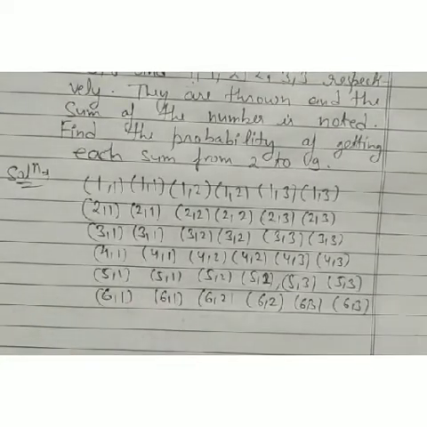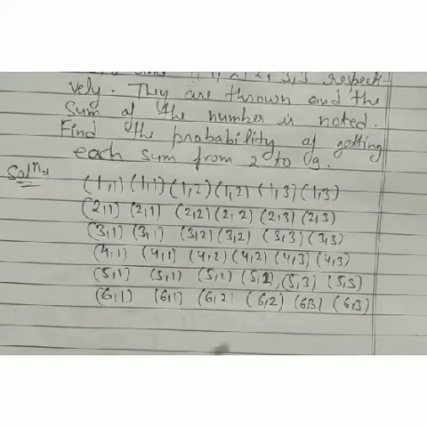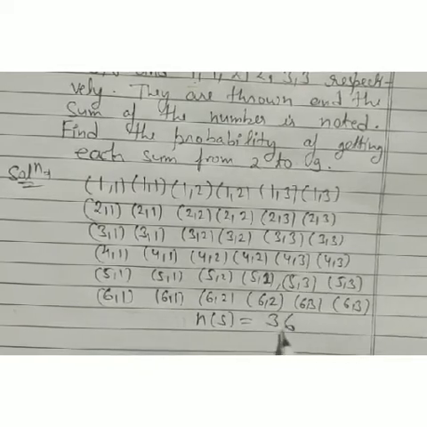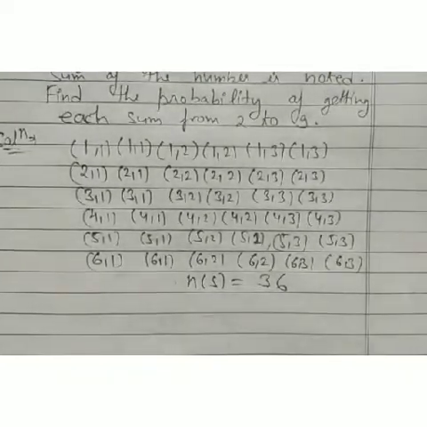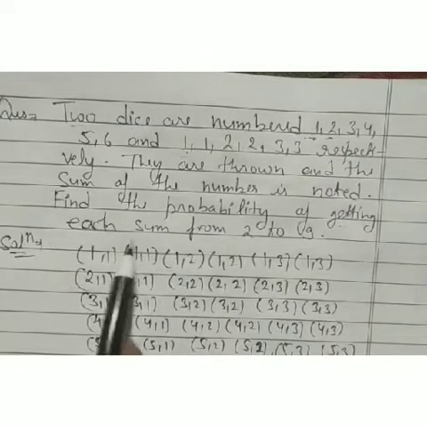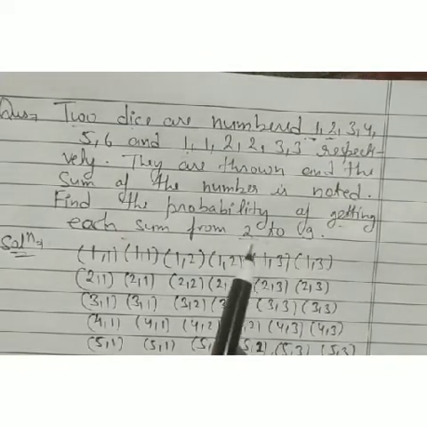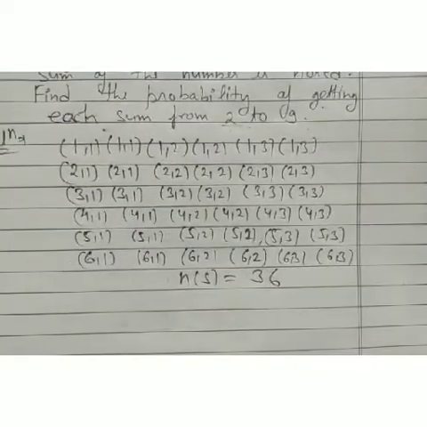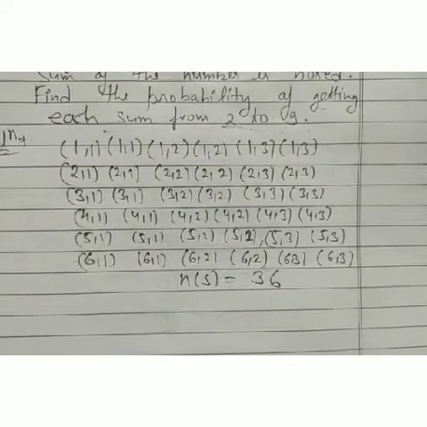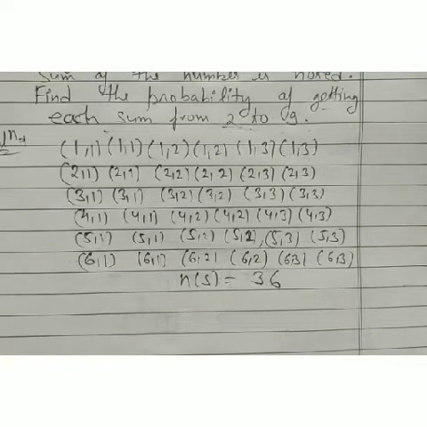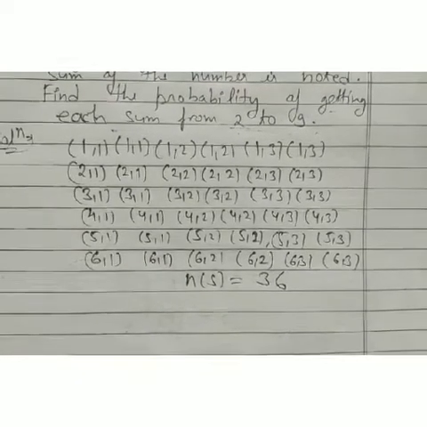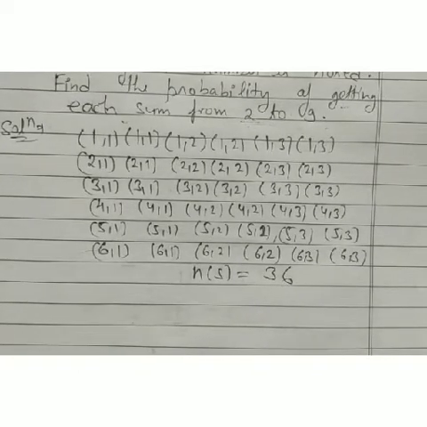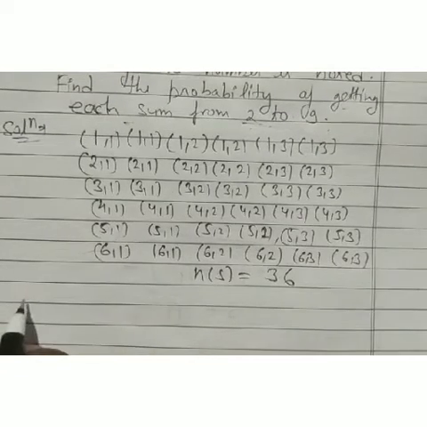This is our sample space for the given information. When you count it, the number of outcomes in the sample space is 36. Now we have to find the probability of getting each sum, when the sum is 2, 3, 4, 5, 6, 7, 8, 9. There are total 8 cases, and we have to find the probability for each. I'm just going to find some of them, and the rest all of you are going to find out. Suppose I start with the event.